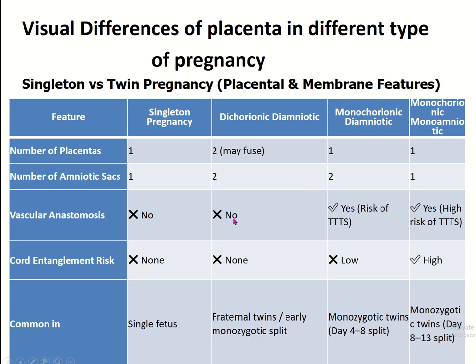This is the summarized table of twin pregnancy and singleton pregnancy. You see there is a risk of vascular anastomosis and cord entanglement is more in monochorionic monoamniotic twin pregnancy.